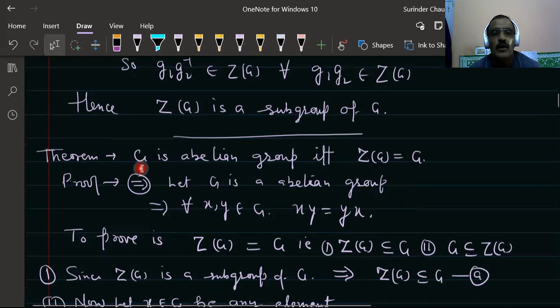Now another theorem: G is an abelian group if and only if Z(G) is equal to G. If G is an abelian group, then all the elements of G commute with each other, so Z(G) equals G.